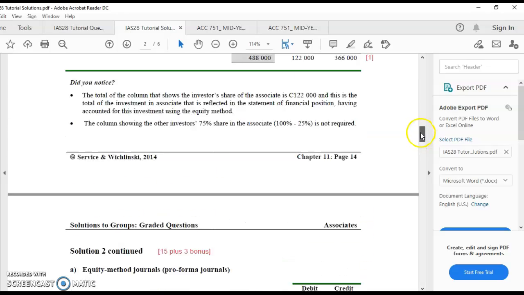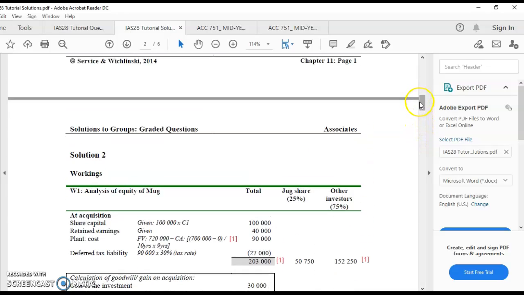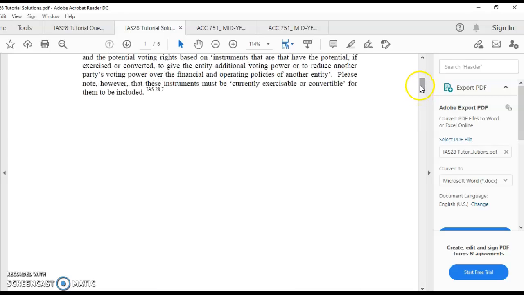Okay, guys and girls, get ready. We are going to the solution.